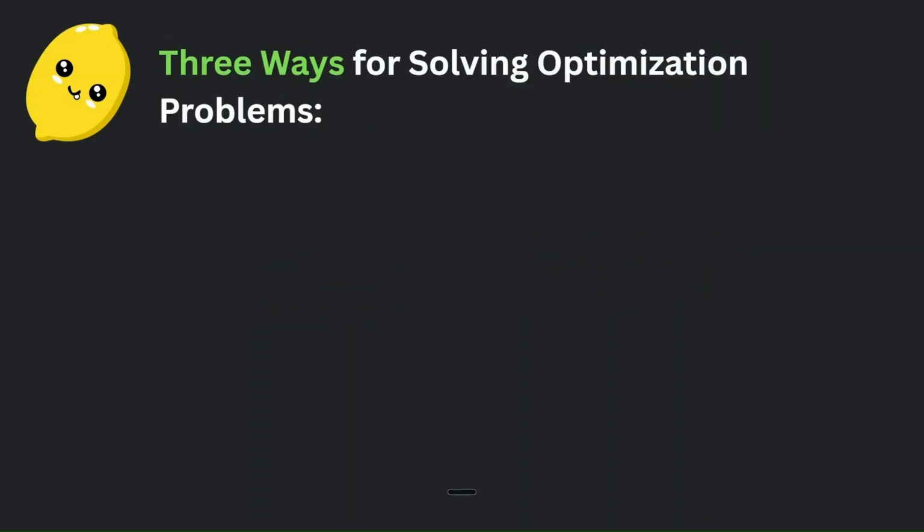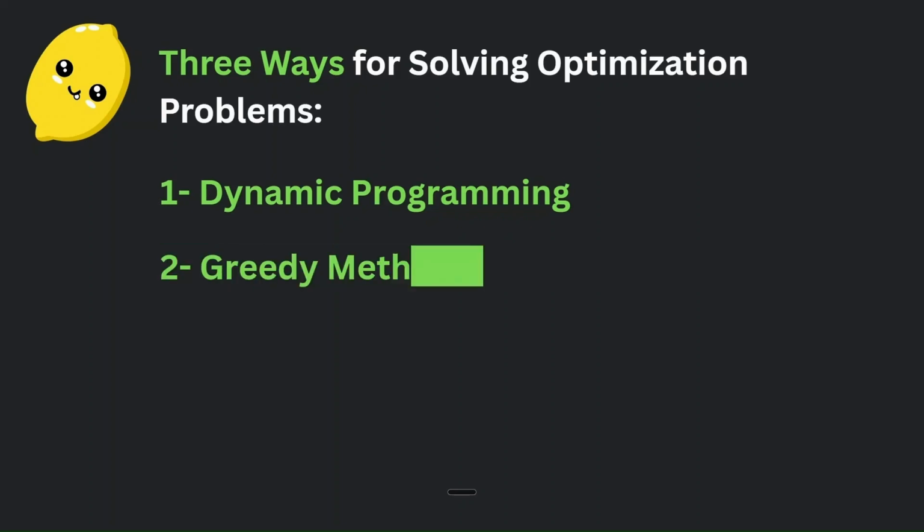In computer science, we have several strategies to do that. The first one is dynamic programming. It is breaking the problem into smaller sub-problems and then combining their solutions to get the final result. The second one is the greedy method. It is making the best choice at each step with the hope that it leads to an optimal solution.